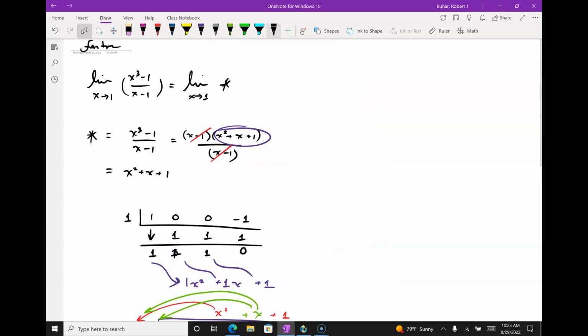So what do we get for our limit now? This is the limit as x goes to 1 of x squared plus x plus 1. Once I plug the number in, I don't need the limit anymore. I get 3.